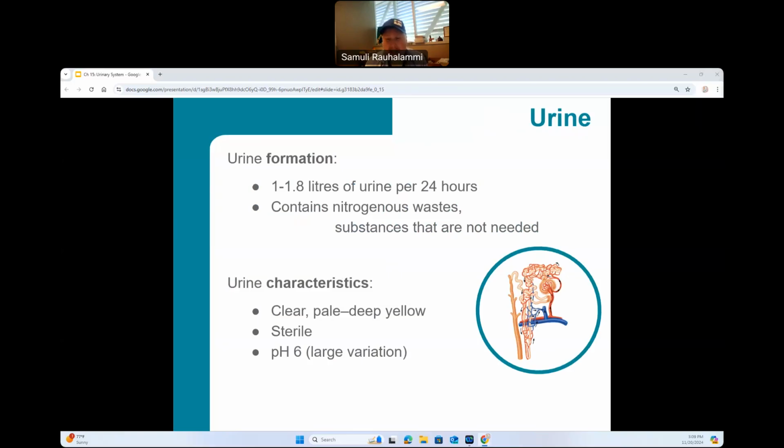Urine is slightly acidic. The pH is around 6, but there is a large range of variation in this. And the specific gravity, which is one of the measures that we will potentially look at in our lab if we have time, of urine is from 1.001 to 1.035.